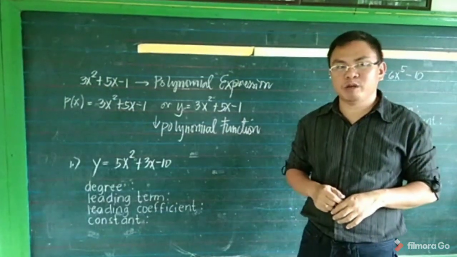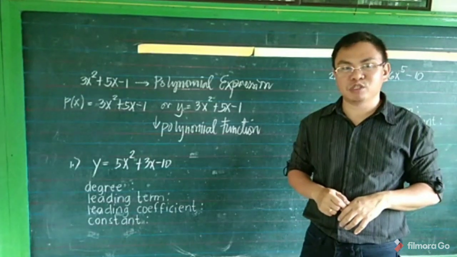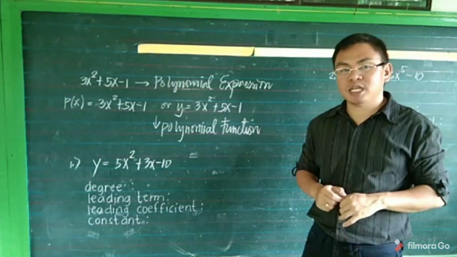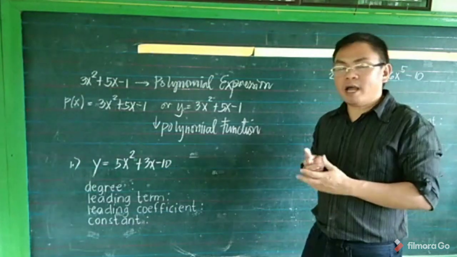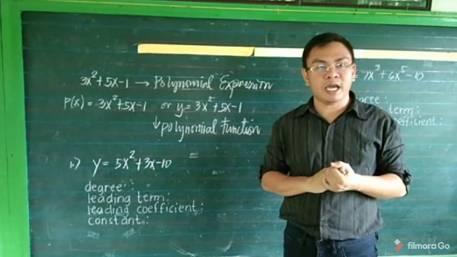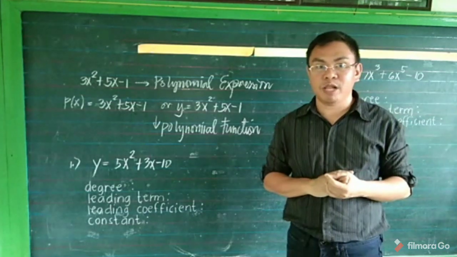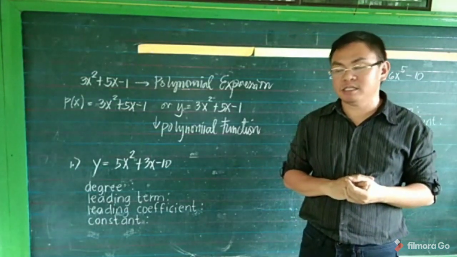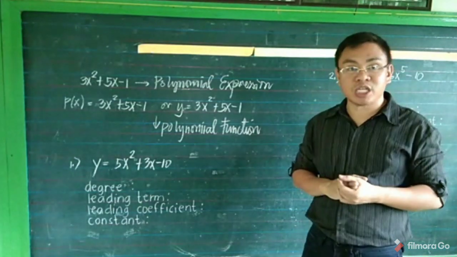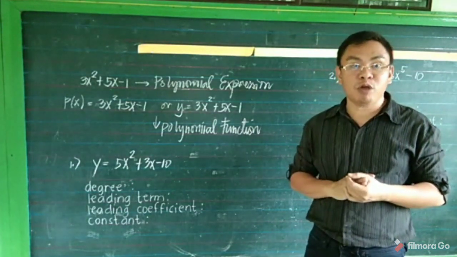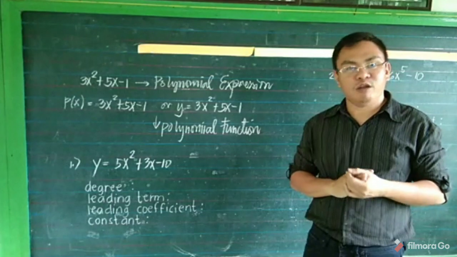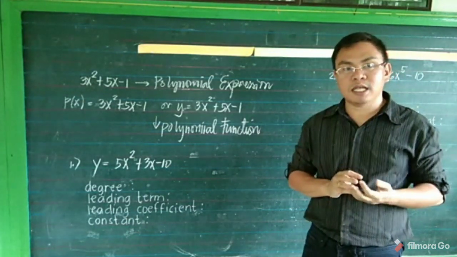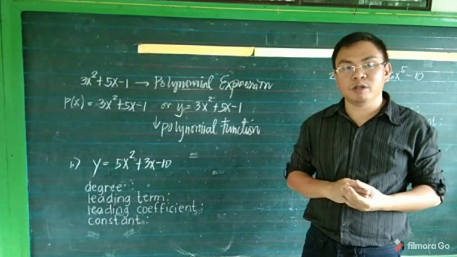There are important terms in the definition of polynomial function, and these are degree, leading term, leading coefficient, and constant term. So, again, what is a degree? A degree is the highest exponent of your variable x. The leading term is the term with the highest exponent. And the leading coefficient is the numerical coefficient of the leading term. And of course, the constant term is the number, the constant that has no variable beside it.